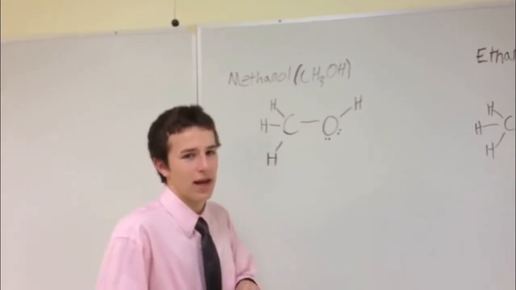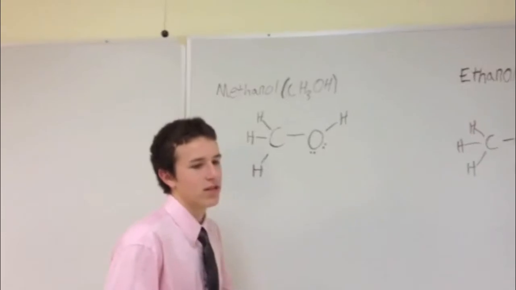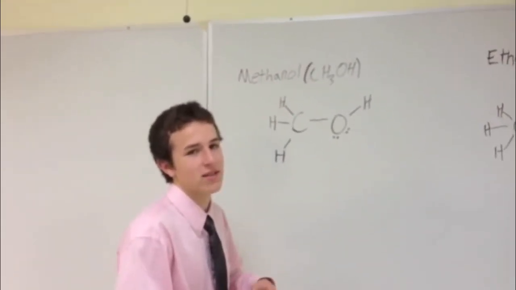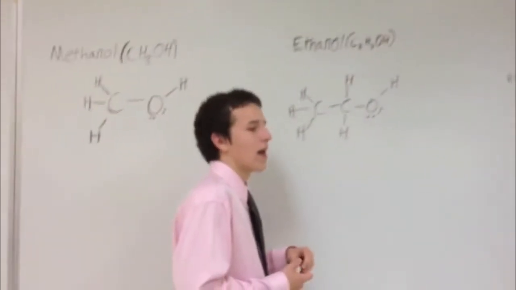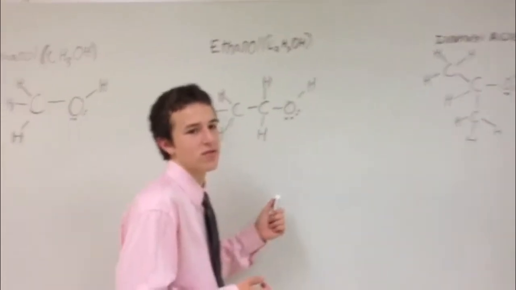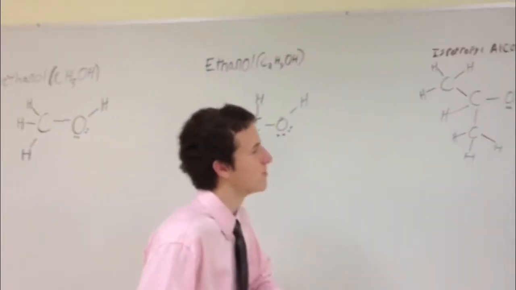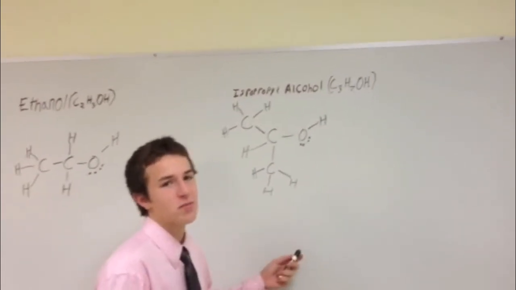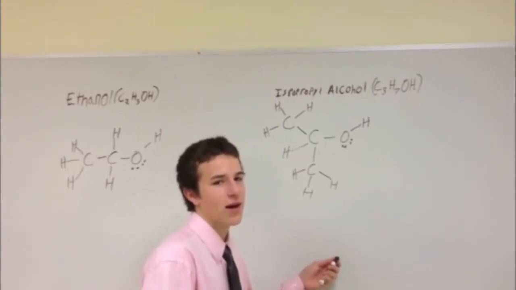Now I'm going to explain a little bit about each of these three alcohols. Methanol is found in shampoos as well as cold and flu medicines. It is also used as a fuel. Ethanol is as well used as a fuel, but is primarily used in drinking alcohols. And isopropyl alcohol, otherwise known as propanol, is an ingredient in rubbing alcohol and is as well a good sterilizer.